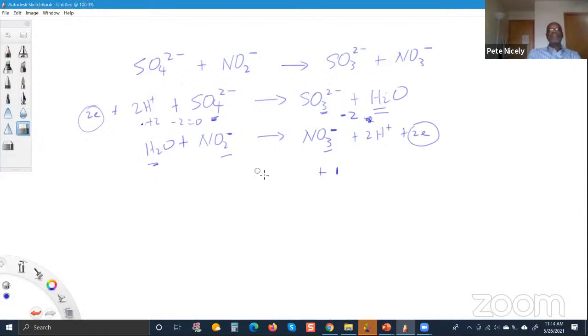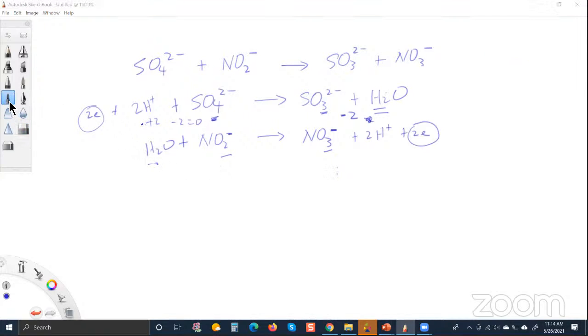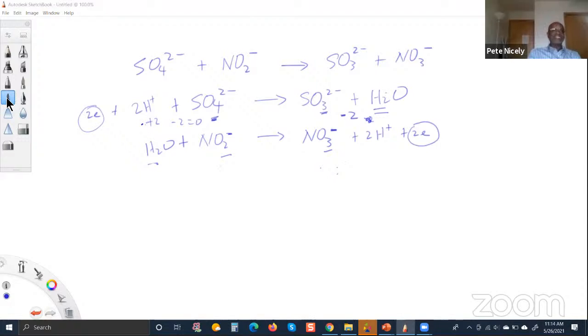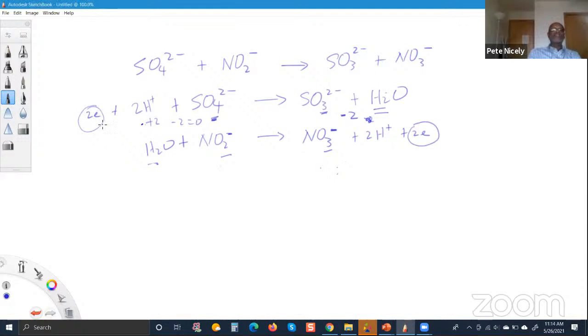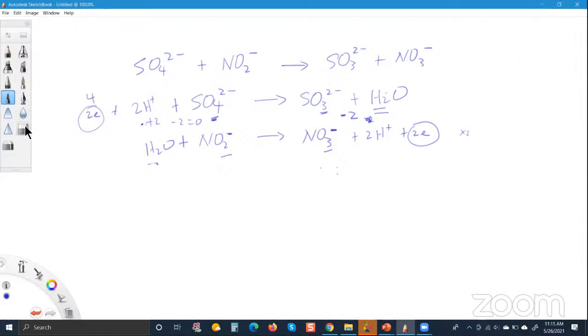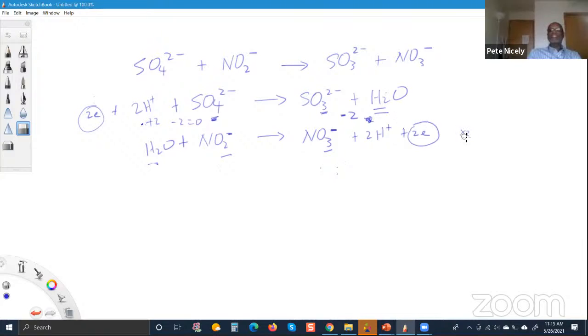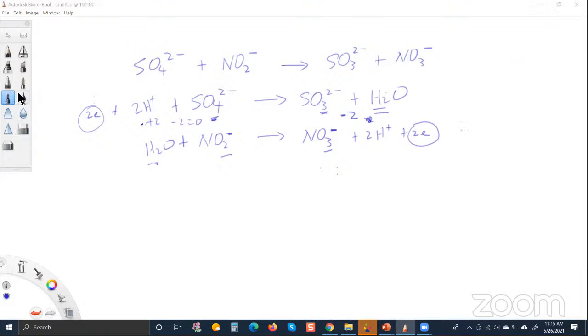So all we have to do from here is add these two equations together. Because otherwise you would have to multiply, right? Exactly. So for example, if this was a 4 here, then you'd have to multiply this by 2. But we don't have to do that. And you would just multiply the right side or the whole thing? You multiply the entire equation. You can't just multiply the number of electrons. Exactly.